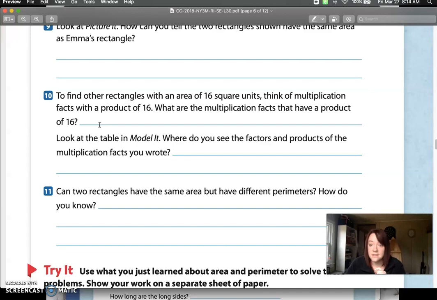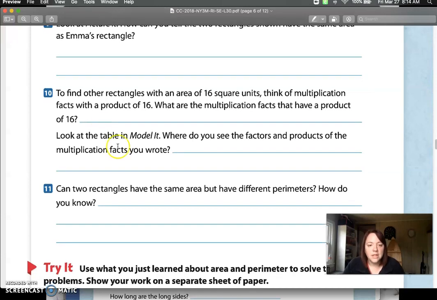And I think that's it. That's all we got. So I missed 4 times 4. Silly Miss Barker. Okay, so now we know all of those facts. Look at the table and model it. Where do you see the factors and products of the multiplication facts you wrote?